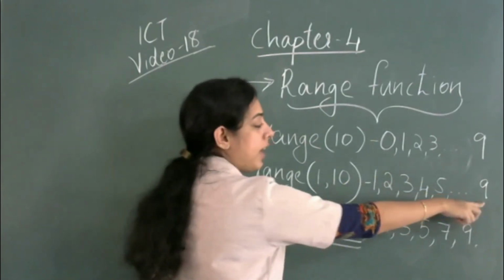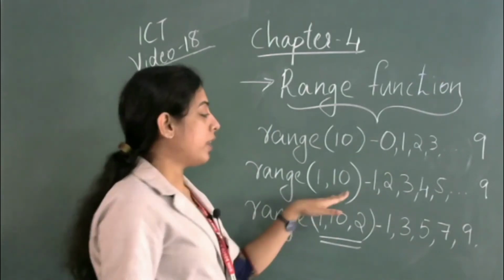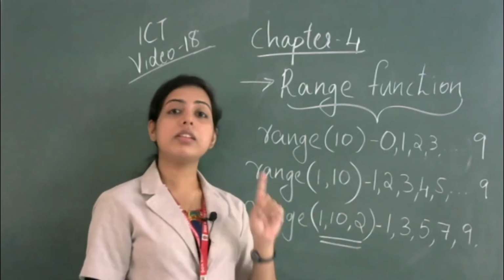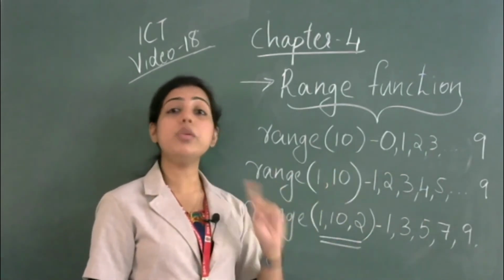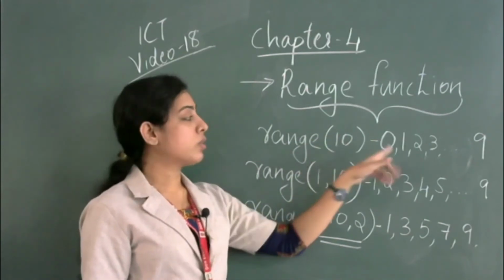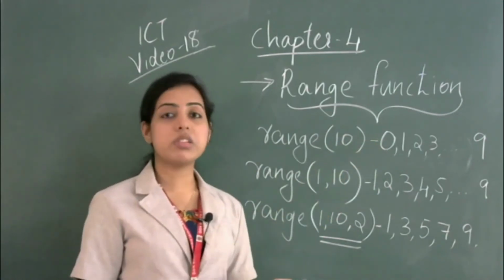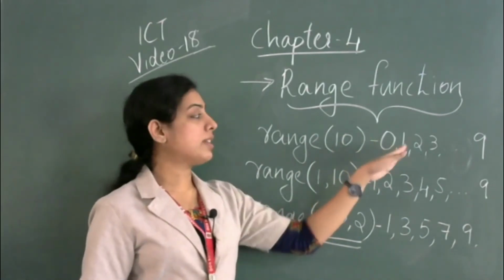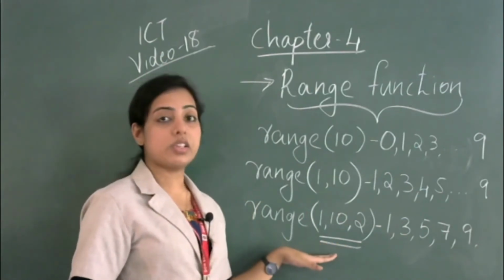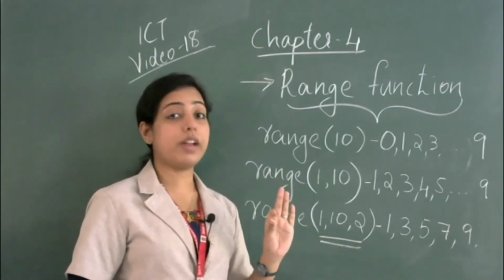So here, 9. But here the increment value is not given. So if the increment value is not given, it will automatically start from the start value with increment value 1. Here also we didn't specify the start value, so it automatically takes 0. Then the increment value is also not specified, so it automatically takes 1 as increment. So here is the actual condition inside this range function, specifying 3 different values.